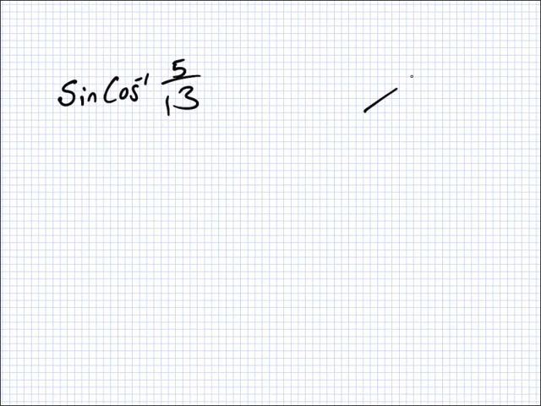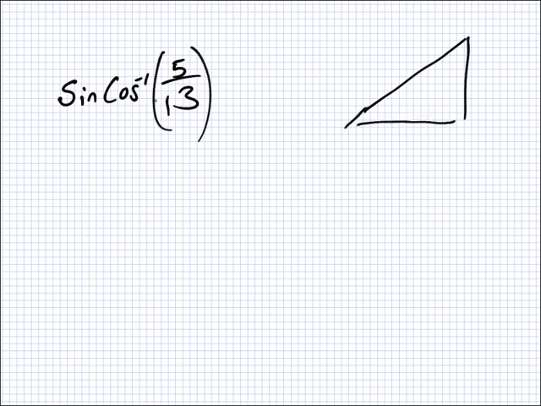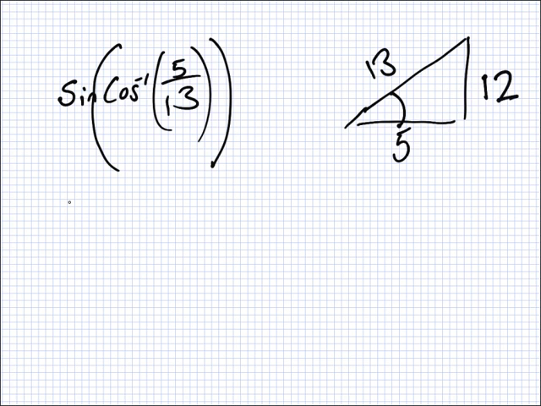So let's draw this triangle. 5 over 13, cos inverse. So what is the 5 representing? Which is this side. And then 13? Yeah. So the cos inverse is this angle. And then I want the sine of that angle. So I need to know this side. What's this side? Yeah, from Pythagoras. So the answer here is 12 over 13. You don't need to use the calculator for this one.